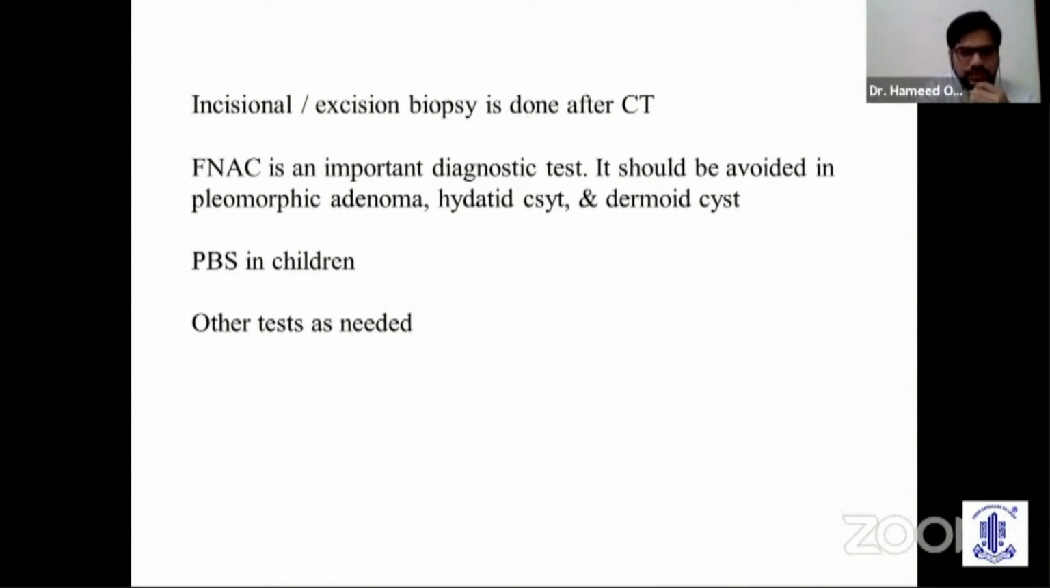And there are other tests that you need to do, like thyroid function test or other markers to rule out systemic granulomatous diseases as well.